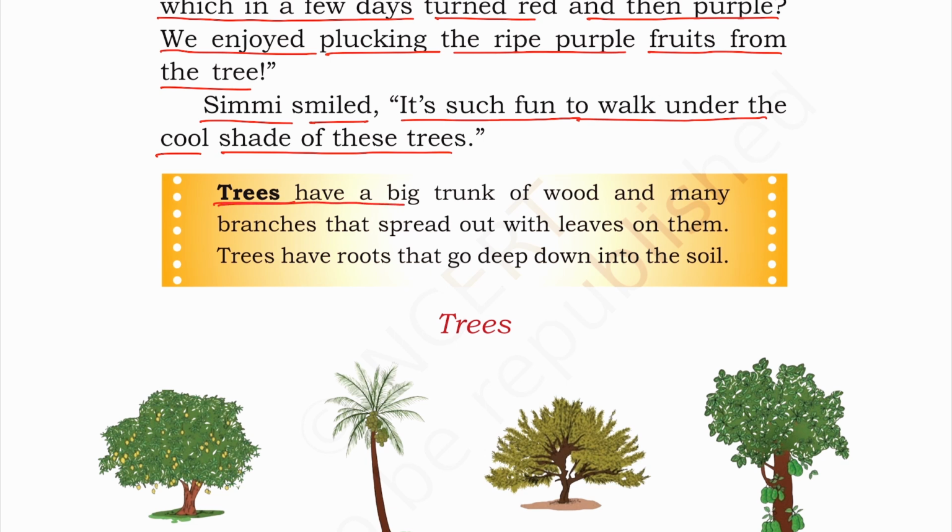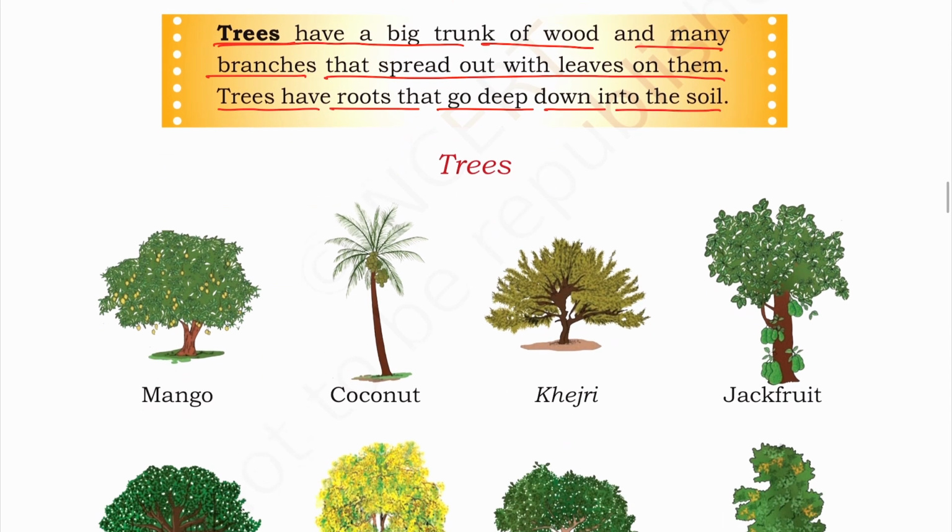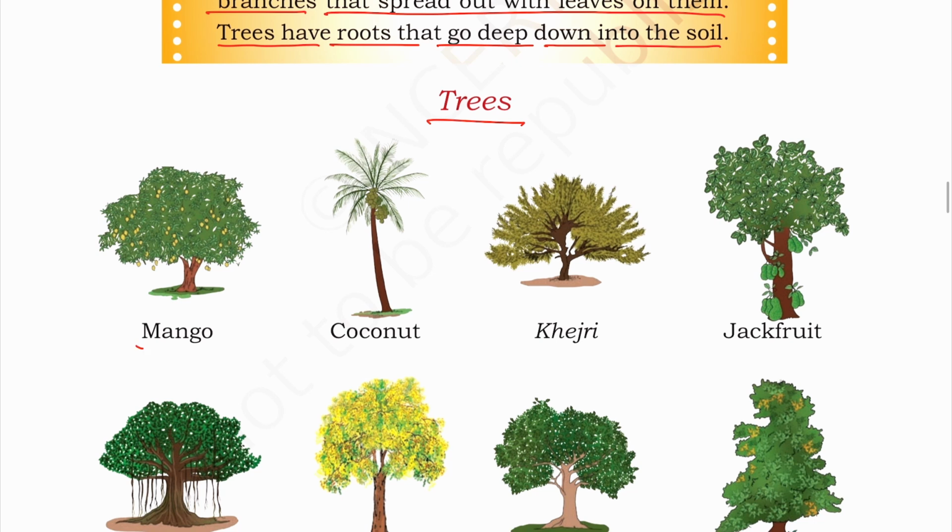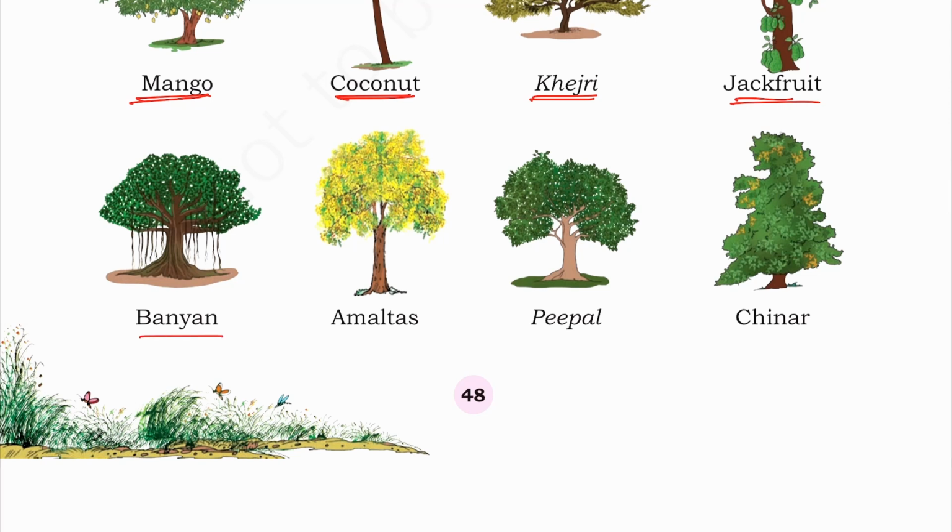Trees have a big trunk of wood and many branches that spread out with leaves on them. Trees have roots that go deep down into the soil. Trees: mango, coconut, khejri, jackfruit, banyan, amaltas, peepal, chinar.